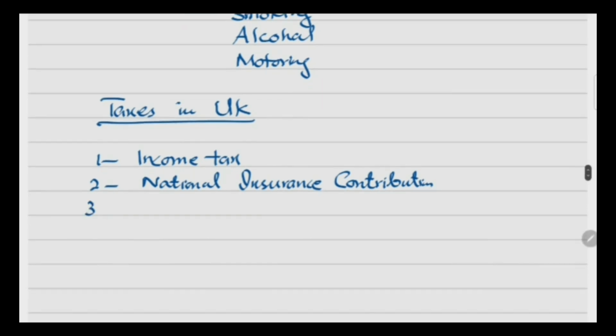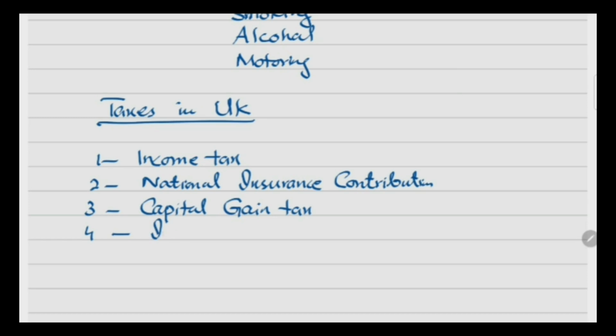Then the third type of tax is capital gain tax. This is payable by individuals on the disposal of certain types of capital assets. Here in tax, capital assets means land and buildings and also shares. Apart from this, antiques and paintings are also included in the definition of capital assets. The sale of capital assets generates a capital gain, on which capital gain tax has to be paid.